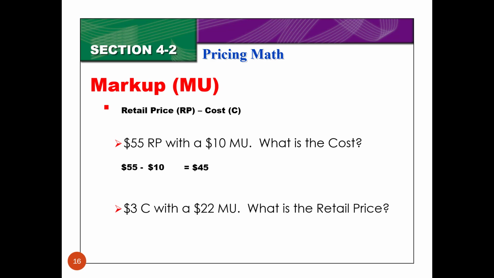I could also look at it this way. If my product cost me $3 to make and I decide to mark it up $22, what is the retail price? So I'm going to take my cost of $3. I add in the amount I mark it up, so plus 22. That means I would charge a customer $25 to buy my product.